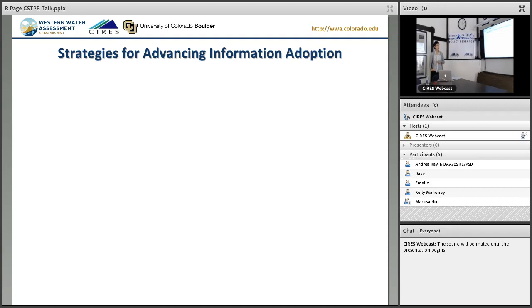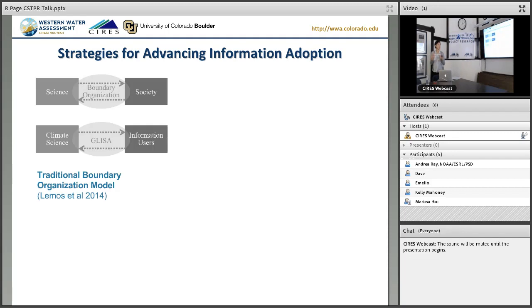I guess given that we know that capacity is an issue, there's been a lot of work around thinking about alternative ways to reach users that are different from the traditional boundary organization model. Western Water Assessment is an example of a boundary organization that's focused on the role of that one particular organization interfacing iteratively with stakeholders. And like I said, this is shown to be a pretty resource intensive process. There's limits to how much we can do this type of work.